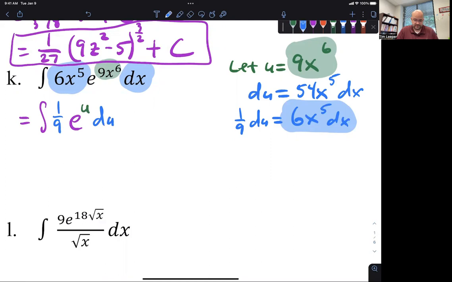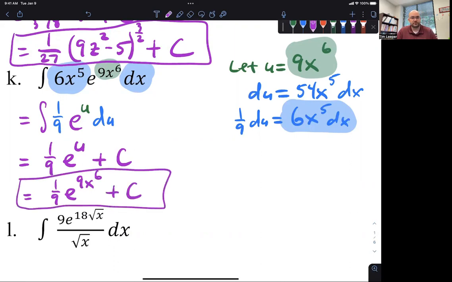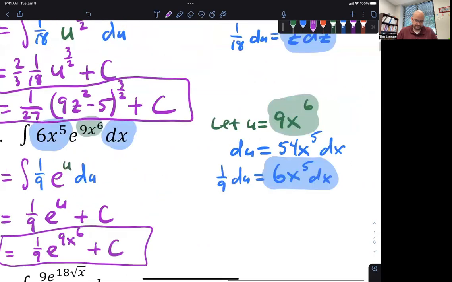And then we just take the integral of this. Because it's 1 over 9 e to the u, e to the u is its own antiderivative. So it's going to give me 1 over 9 e to the u plus c. But the u again is just 9x to the 6th. So this is equal to 1 over 9 e to the 9x to the 6th power plus c. And there you go. That is k.